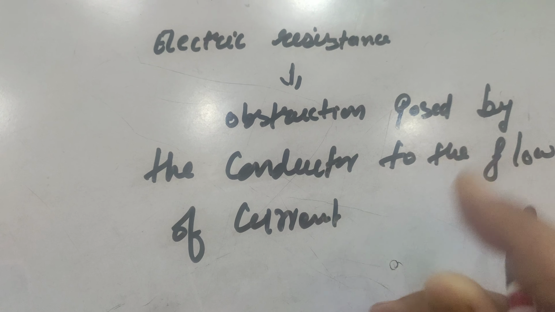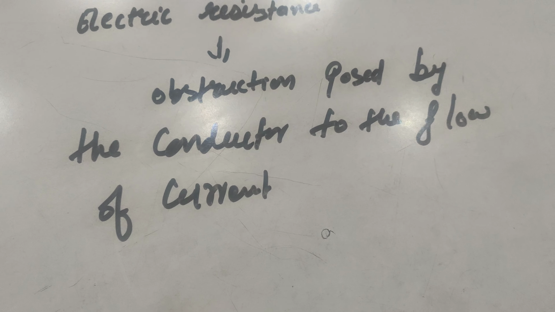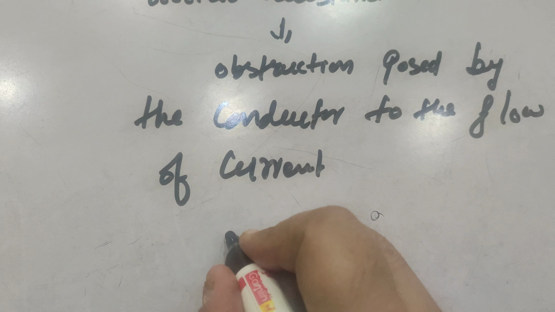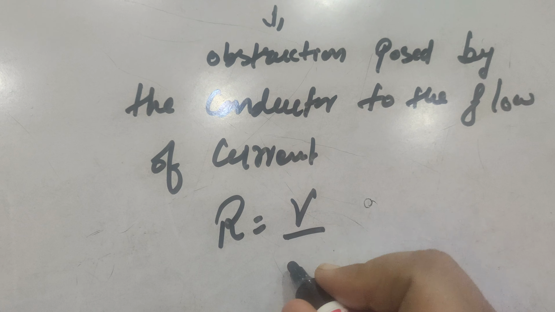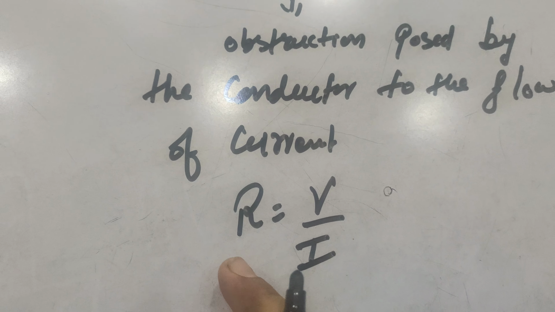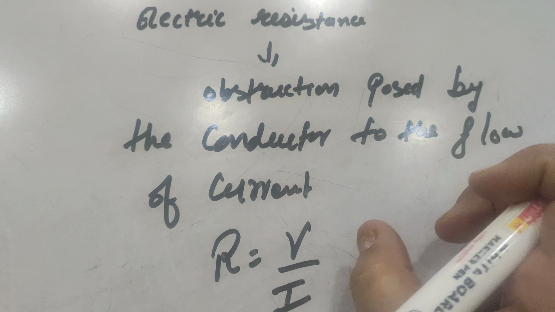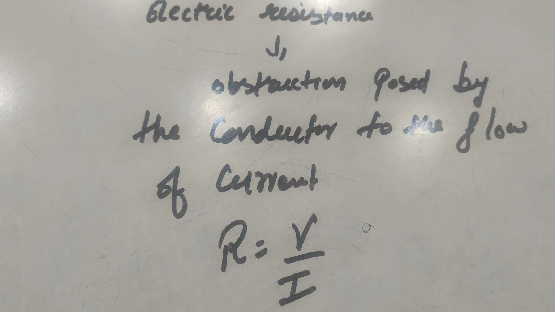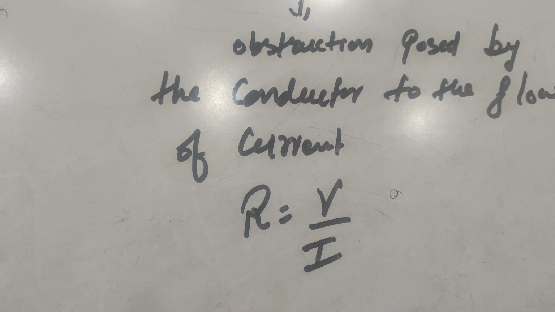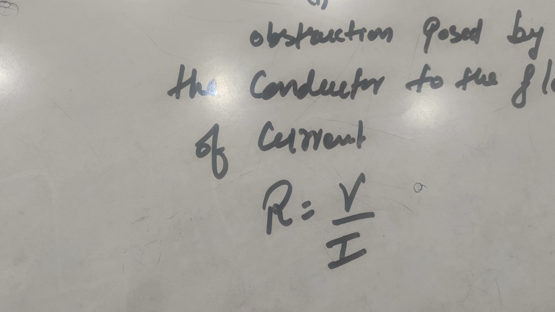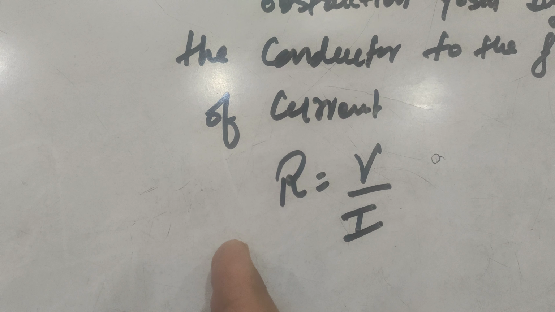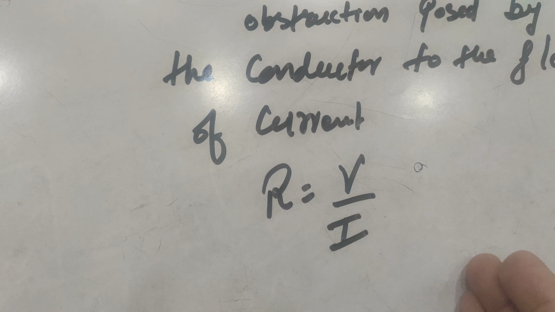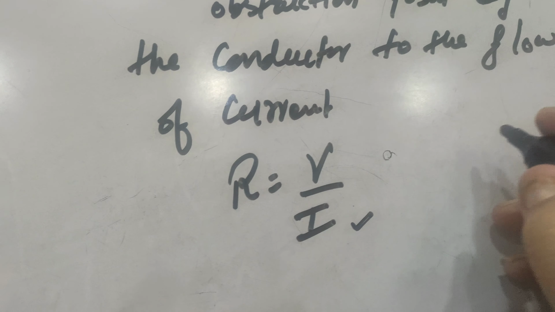It is the obstruction posed by the conductor to the flow of current, and mathematically it is given by the ratio of potential difference upon the current, right? When the current is allowed to pass through a conductor, the free electrons suffer frequent collisions with the ions or atoms of the conductor. Due to these collisions, their motion is opposed, right?